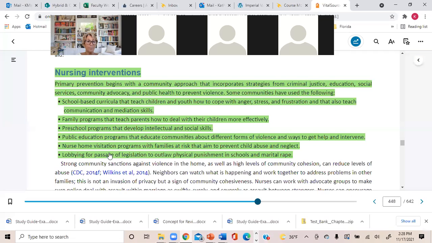Put these on a card. Because if you're asked what some suggestions would be for the community pulling together and coming up with primary prevention strategies to prevent violence, and remember primary, we're trying to stop anything before it happens. Prevention.